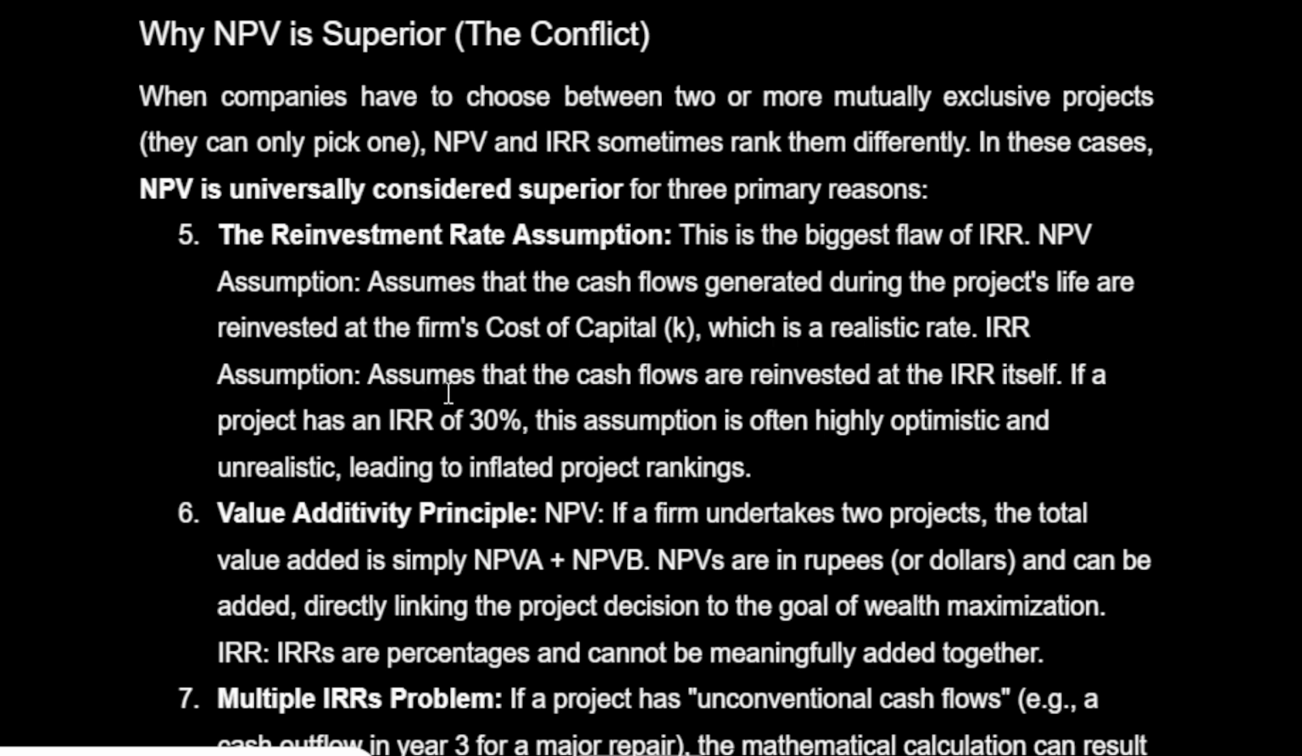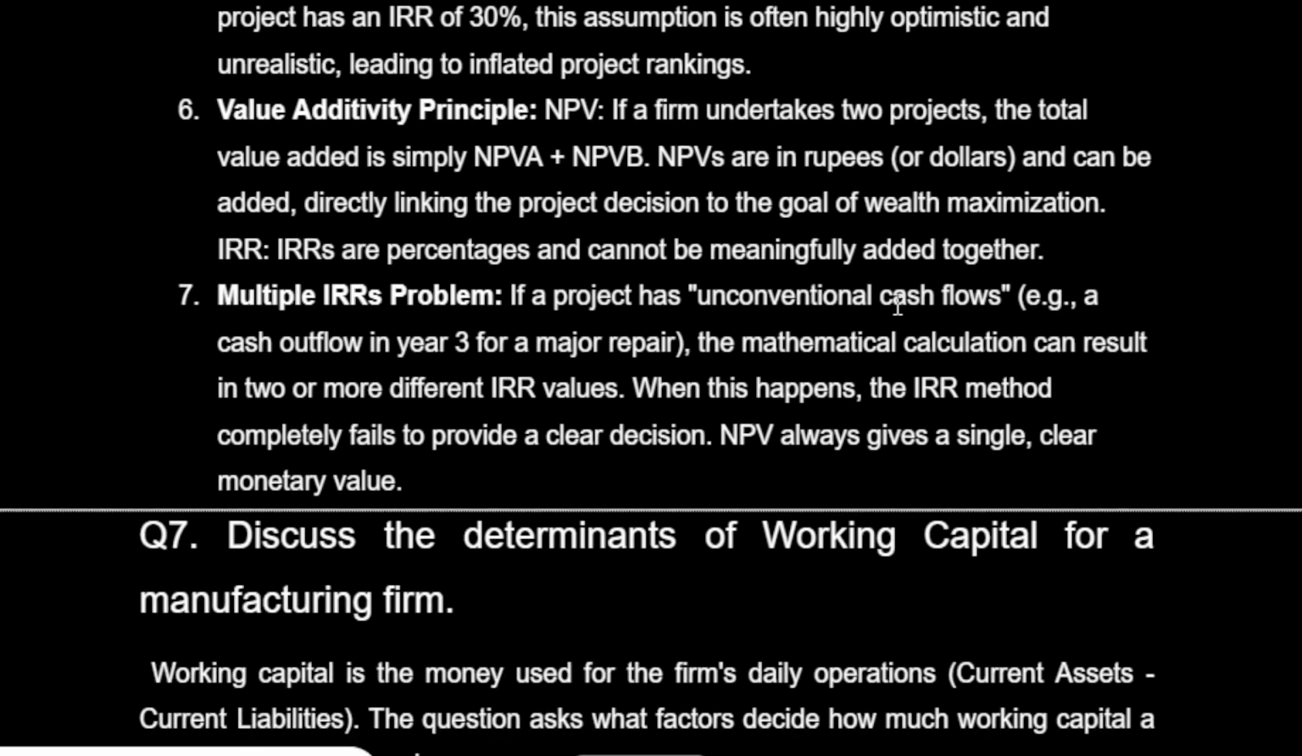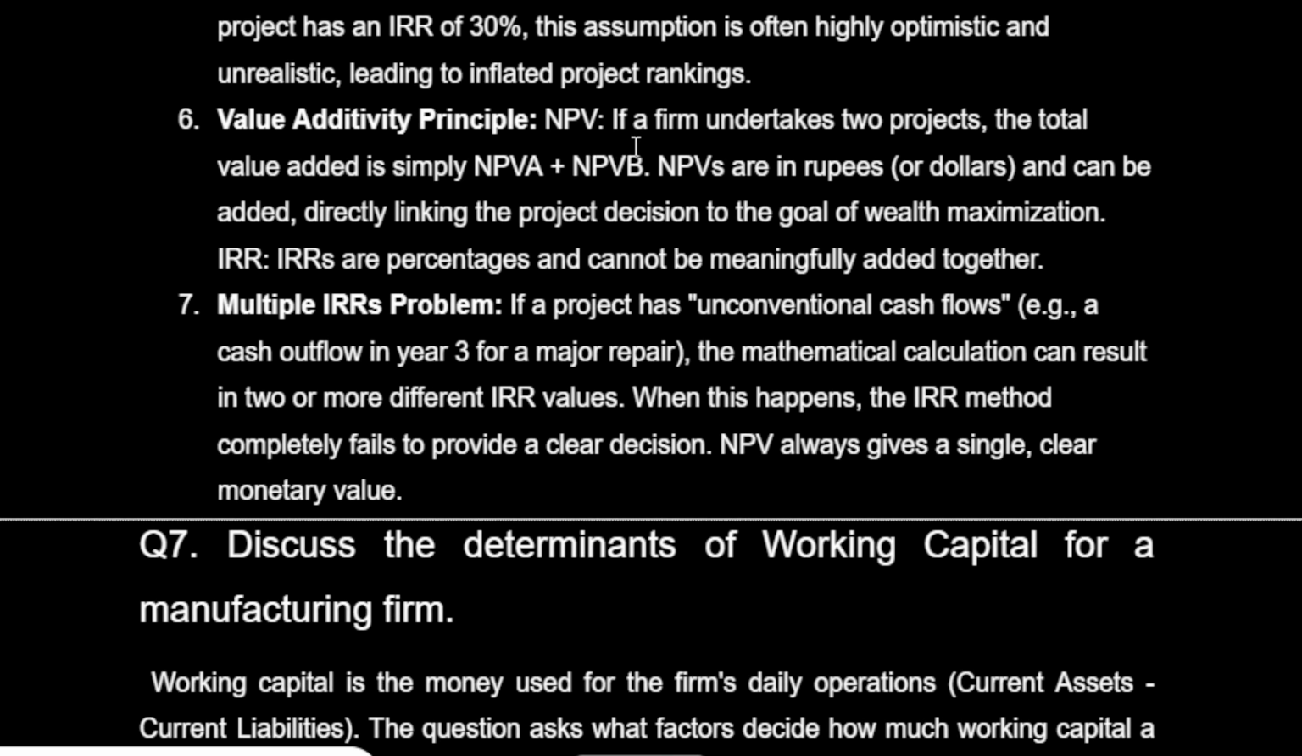IRR assumes that the cash flows are reinvested at the IRR itself. If a project has an IRR of 30%, this assumption is often highly optimistic and unrealistic, leading to inflated project rankings. Value additivity principle (NPV). If a firm undertakes two projects, the total value added is simply NPV A plus NPV B. NPVs are in rupees, or dollars, and can be added, directly linking the project decision to the goal of wealth maximization. IRRs are percentages and cannot be meaningfully added together.